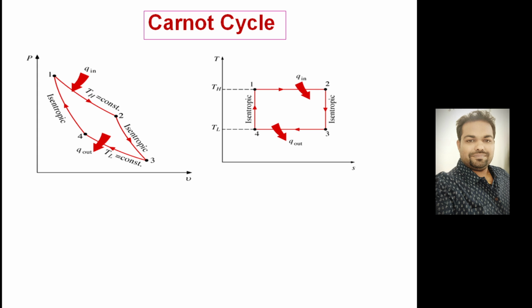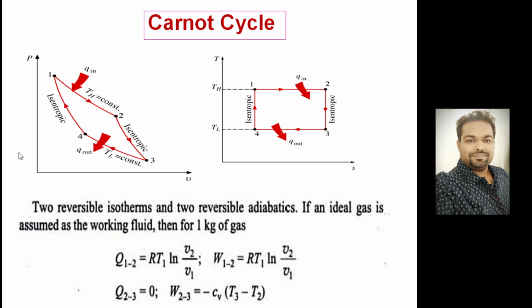We also know that the effectiveness of the Carnot cycle depends entirely on the maximum and minimum temperatures of the cycle, and it does not depend on the properties of the working fluid. So it does not make any difference whether you use air or a liquid inside this cycle as the working fluid. Its performance will depend entirely on the maximum and minimum cycle temperatures. So, two reversible isothermal and two reversible adiabatic processes.